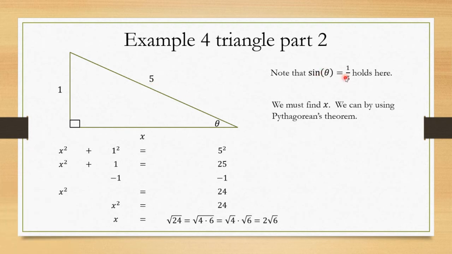sine of theta is opposite over hypotenuse, right? So the opposite side would be 1, the side opposite theta, and the hypotenuse is 5. So if theta was up here instead, then the opposite side would be here, and this would be the unknown side. But the hypotenuse is always opposite the 90-degree angle.